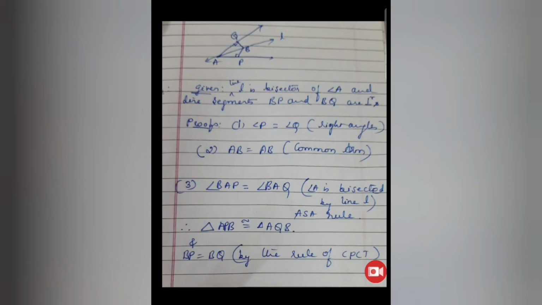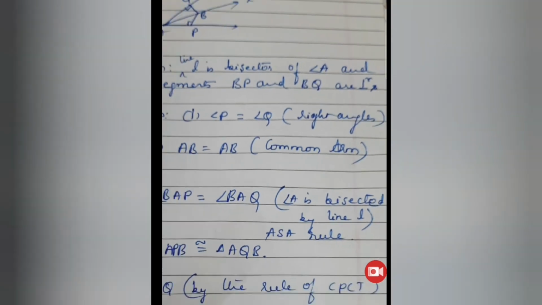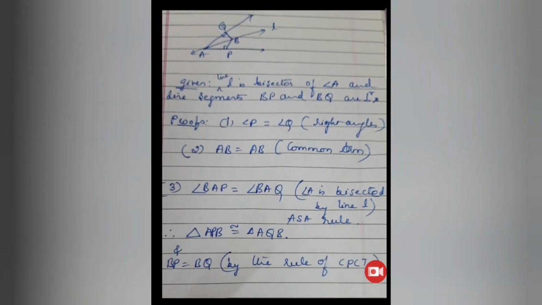Okay, let us look at the solution now. In the question they have given line L is a bisector of angle A and line segments BP and BQ are perpendicular. That was the given thing, right? So we have to prove the congruency of two triangles that have been formed due to bisection, isn't it? There are two triangles, triangle APB and triangle AQB. So let us look at the proofs now.